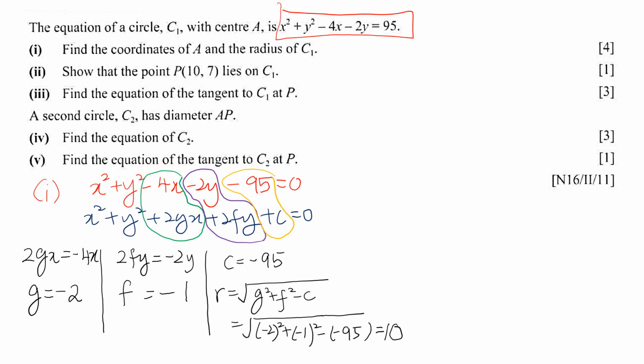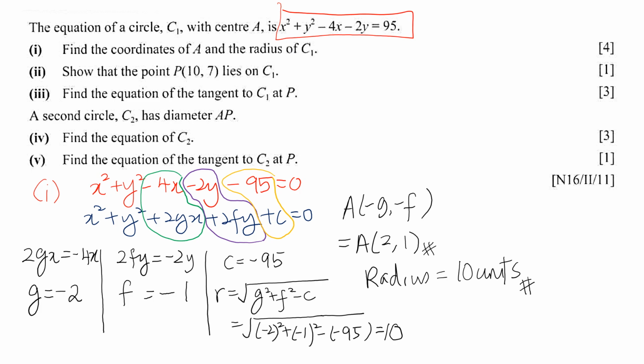Okay, so from there the center of your circle will be (negative g, negative f). Your g is negative 2, so negative times negative becomes positive. f is negative 1, so negative times negative also gives you positive, and your radius is equal to 10 units.